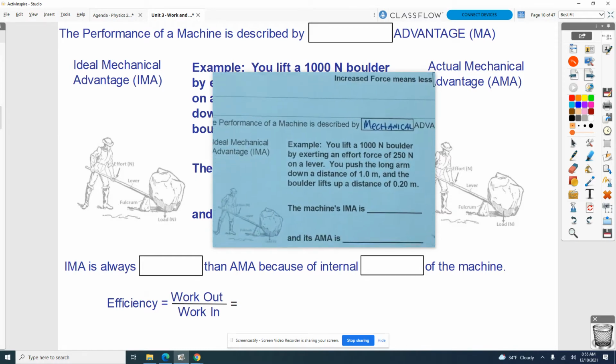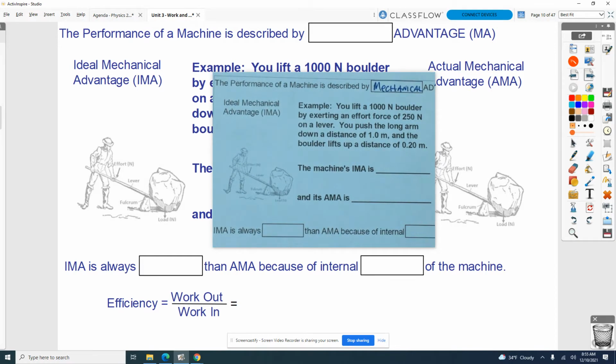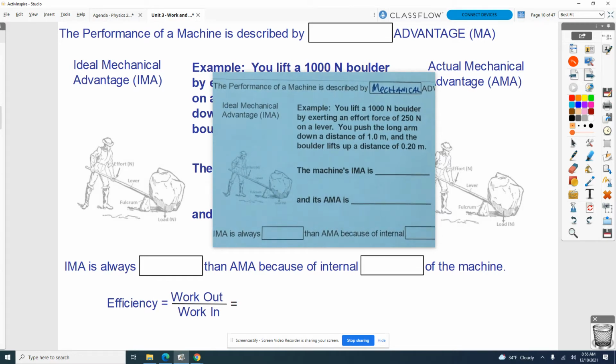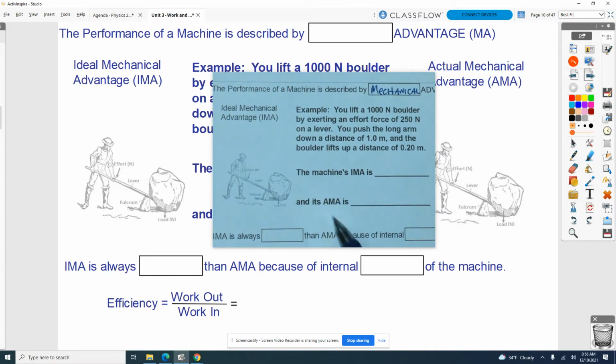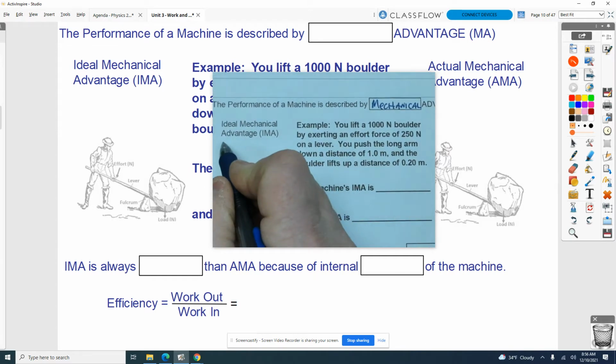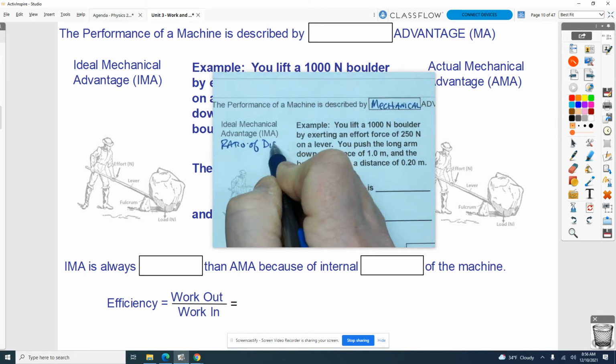So a lever, and typically in class I would use a lever demonstration to be able to show you this. A lever is a very common, simple machine. We often use a lever to be able to lift really heavy loads, as is shown here. So a lever always has some sort of input arm, we have some sort of fulcrum, and we have some output arm. And so let's use this as a numerical example. Ideal mechanical advantage, a concept related to machines, is a ratio of distances.